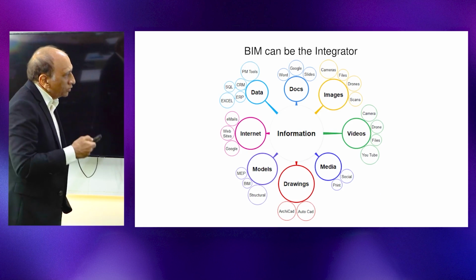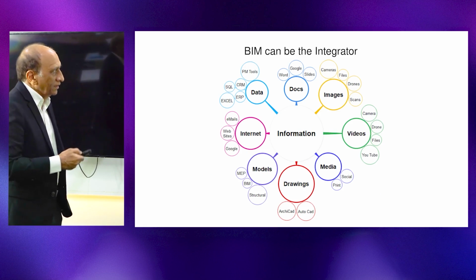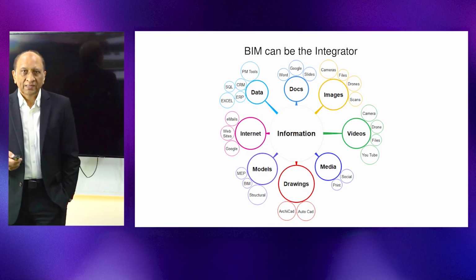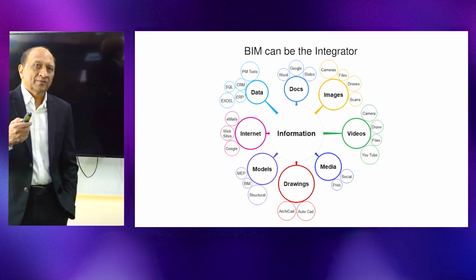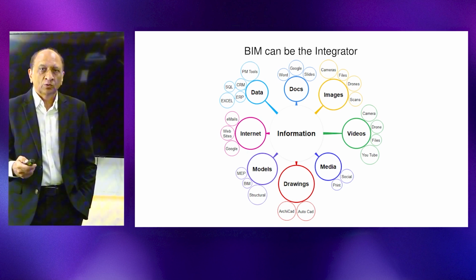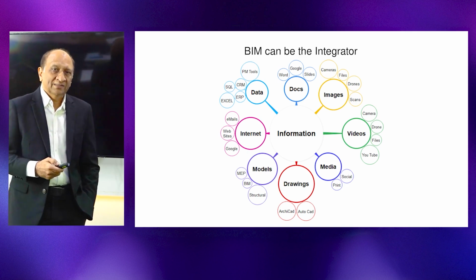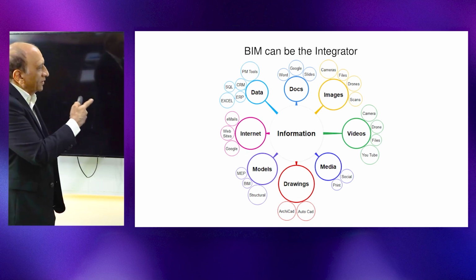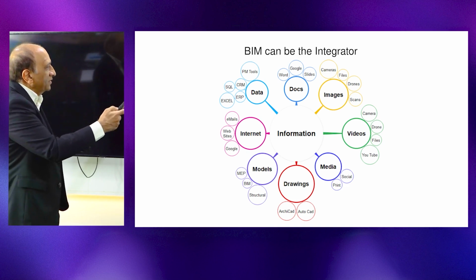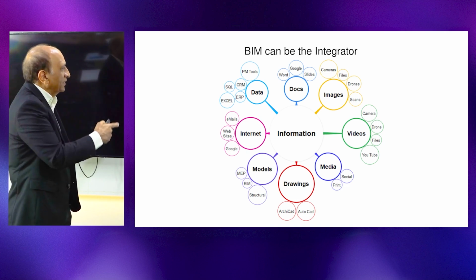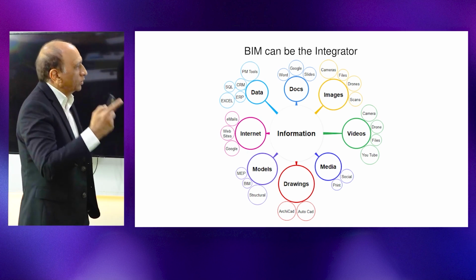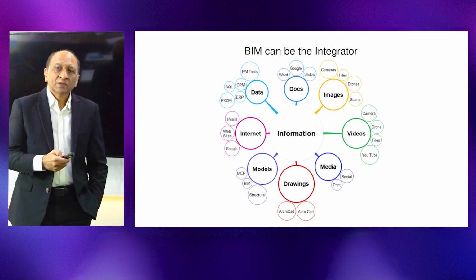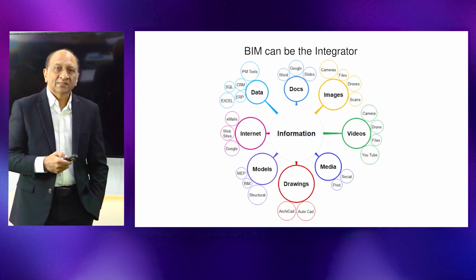Now, I want to come to something important here, which is the information. Information these days, as we know, is so diverse in terms of type of information and where it is stored and how it is stored and how it is presented. If you look at the mind map, you can see the information is on the internet, in models, drawings, media, videos, images, documentation, CRM, SQL, Excel, and so on. So we have thousands of files, different formats, different models, different places, all scattered.